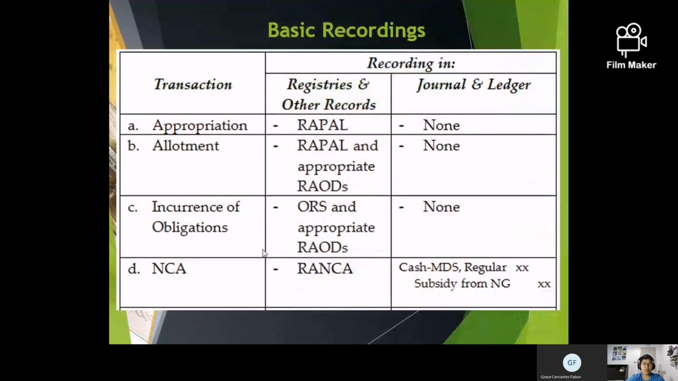So, summarize, ito po yung mga basic recordings natin. Pag appropriation, RAPAL. Pag allotment, RAPAL, and then appropriate RAOD, kasi pwedeng PS, MOOE, CO, or FE. Journal entry, wala. Incurrence of obligation, ORS. Each obligation, kanya-kanyang ORS, and then update mo yung specific RAOD niya. And then, wala pang journal entry. Next, naka-receive ka ng NCA. Anong registry? Run ka. Debit cash MDS regular, credit subsidy from national government.